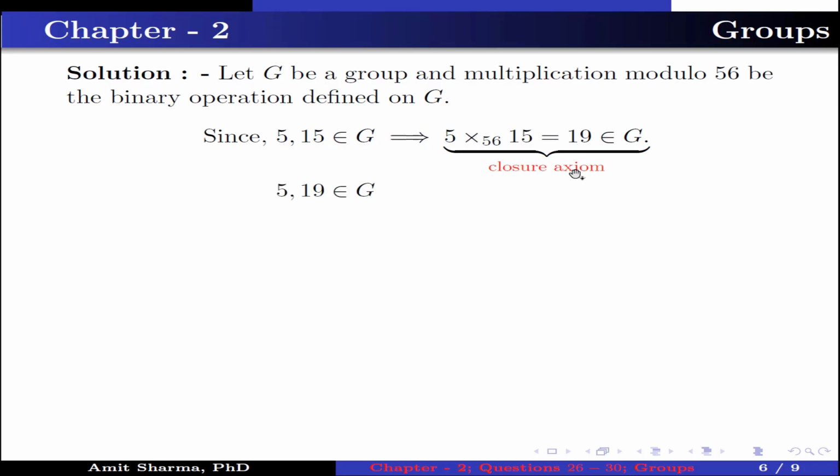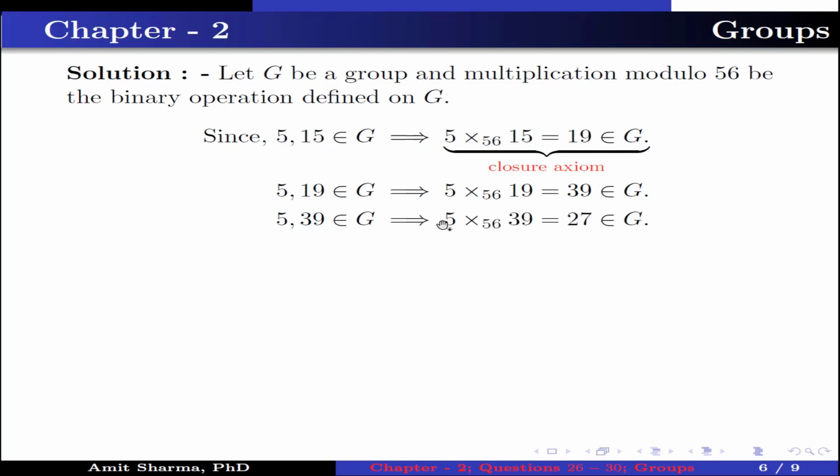Now, by using the same fact, we can find the other elements. Now, 5 and 19 belong to G. This implies 5 under multiplication mod 56 19 is equal to 39. It belongs to G. Again 5 and 39 belong to G. This implies 5 under multiplication mod 56 39 is equal to 27. This belongs to G. Now 5 and 27 belong to G. This implies 5 under multiplication mod 56 27 is 23, which belongs to G.